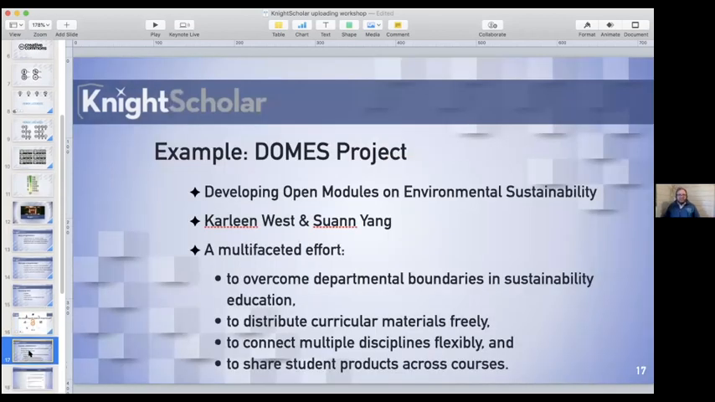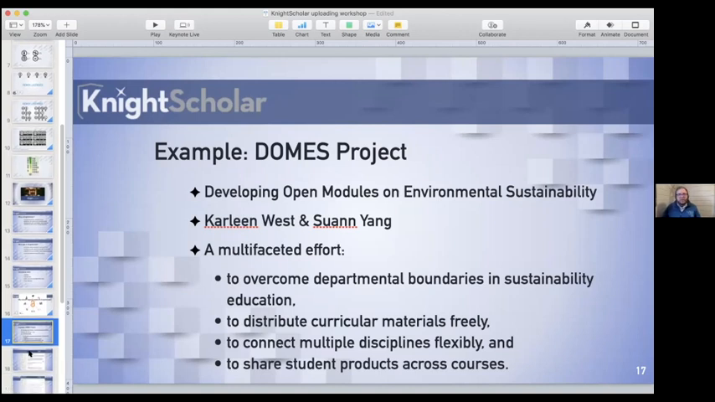One example that we'd like to give is this DOMES project. This is one OER that we worked with Carleen West and Sue Ann Young on, using KnightScholar as a way of creating some sort of place for this project to exist. So DOMES stands for Developing Open Modules on Environmental Sustainability, and it was produced by Carleen West and Sue Ann Young. So this is an interdisciplinary approach. So Carleen is in political science and Sue Ann is in biology.